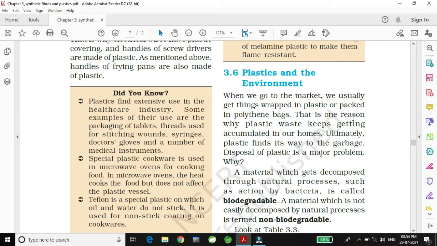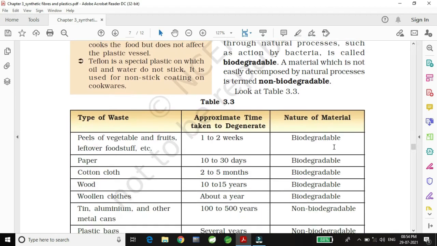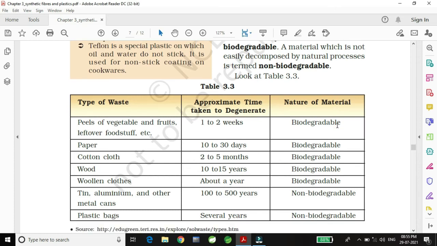The material which gets decomposed through natural processes, such as by the action of bacteria, is called biodegradable. A material which is not easily decomposed by natural processes is called non-biodegradable. So the things which decompose easily are biodegradable, and the things which don't decompose easily are non-biodegradable. For example, plastics. Look at table 3.3. It shows the type of waste, approximate time taken to degrade, and nature of materials.